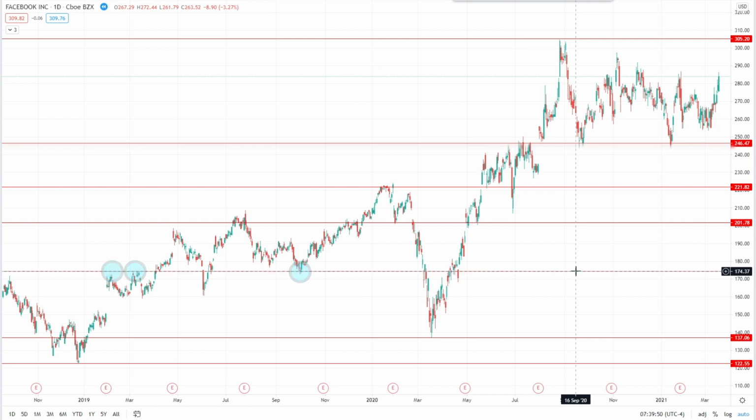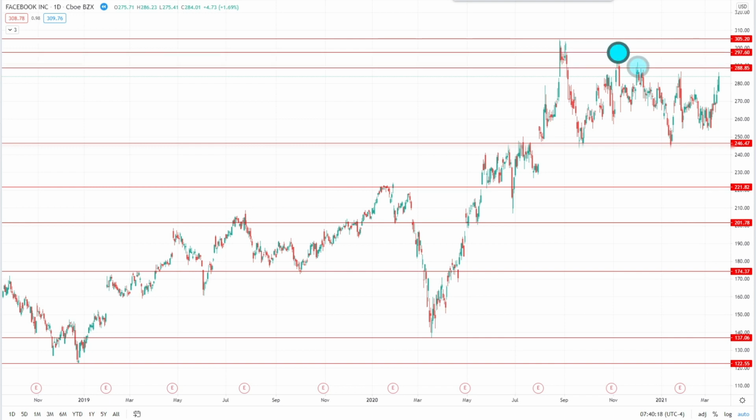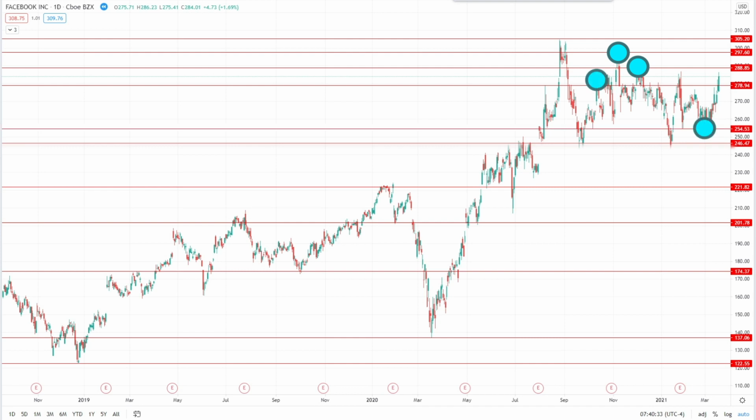Finally, we mark the levels that have acted as support or resistance most recently. These are likely going to be the most relevant levels to our trading today. I can easily identify these 4 recent key levels at $298, $289, $279, and $255. These are all levels that could possibly be tested again in the near future, and it is important that we are aware of them on our chart.